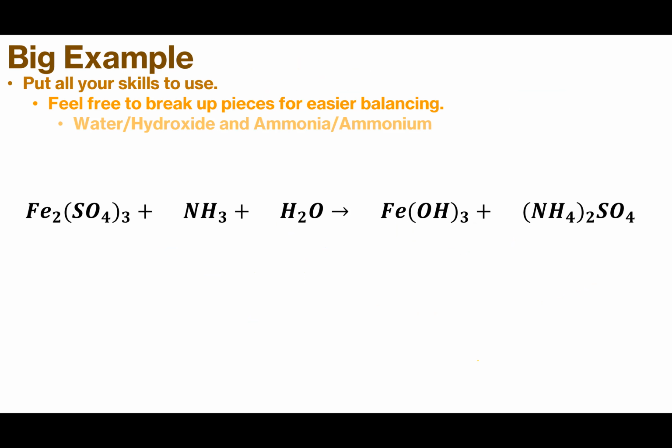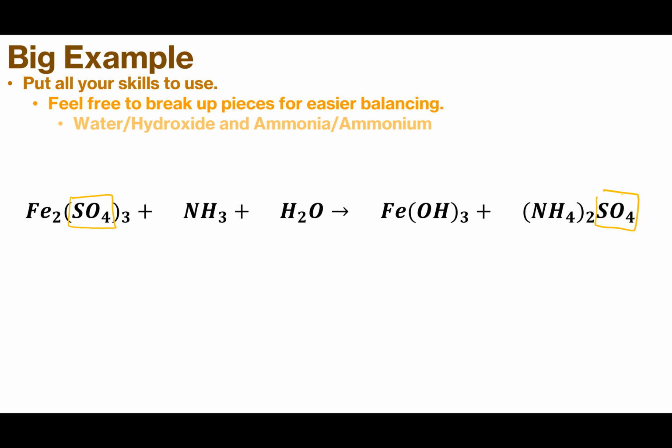Here's a big example. This one's going to do a lot of things, and I'm going to try to remember to tell you some tricks as we go. Okay. First up, let's look for polyatomic ions that are the same on both sides. Right off the bat, I can see we have a sulfate right here, and we've got a sulfate right here. So that's a good trick we can use.